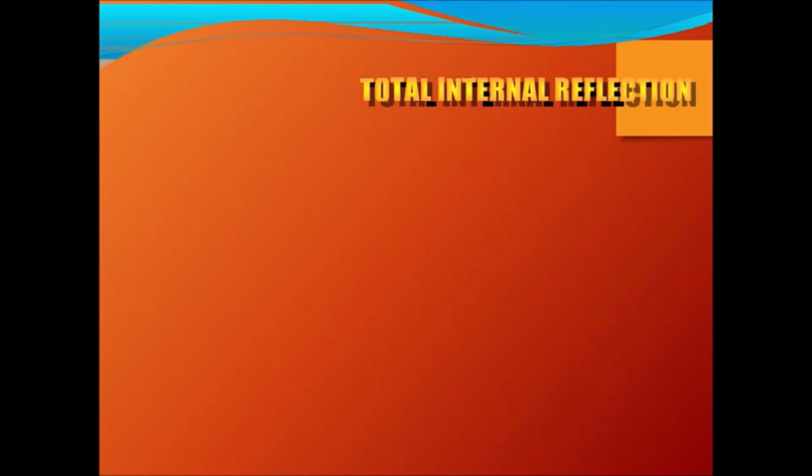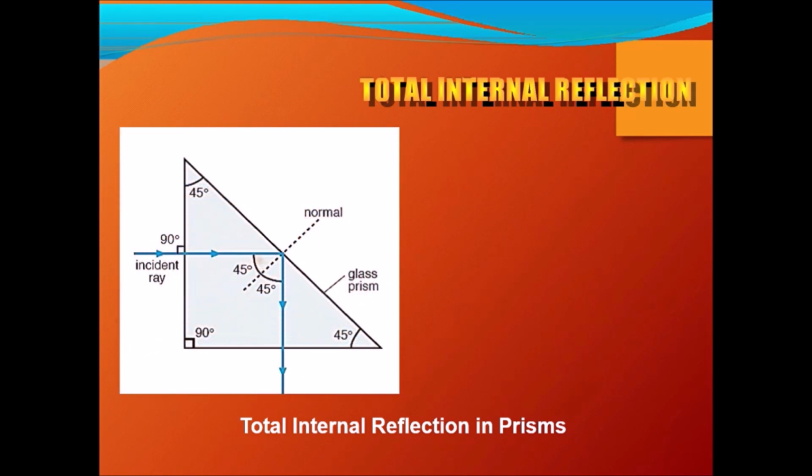Let's discuss the uses of total internal reflection. The first one we're going to look at is total internal reflection in prisms. How? Let's talk about it. Look at this. This is a prism, a glass prism, a right-angled one. You can see that if it is right angled, we have 90 degrees. This is 45, and this is also 45.